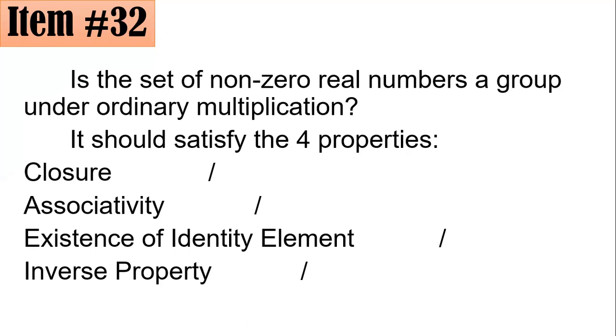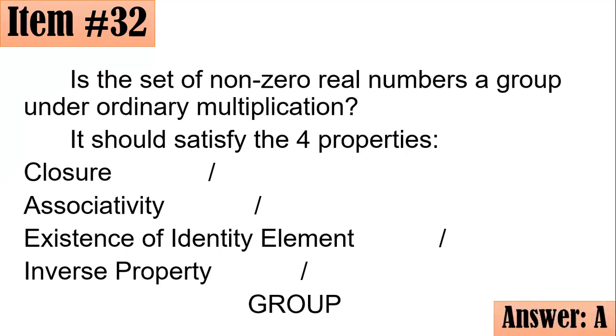And remember this, if it satisfies all 4 properties, then it is a group. But if there is at least 1 property that is not satisfied, then it is not a group. So clearly, this is a group, and letter A is the correct answer.